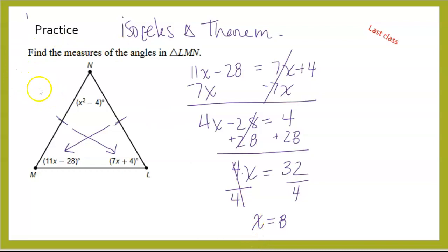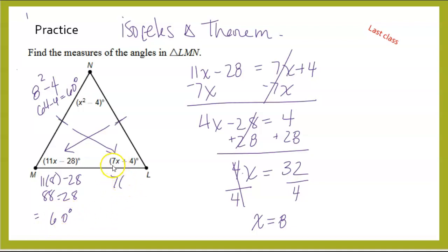So once you find x, all you have to do is plug it into each of these angles, and we'll get 64 minus 4 is 60 degrees here. And then let's see, 88 minus 28. Also 60 degrees. And let's just double check. This should be 60, right? Since they're the same. Sure enough, 56 plus 4 is 60 degrees.